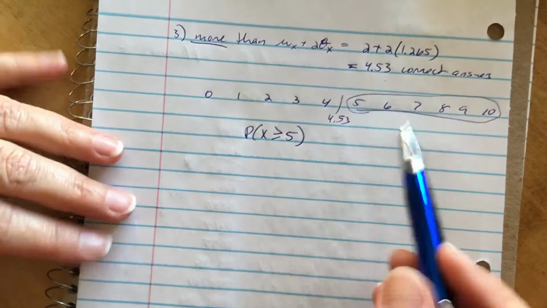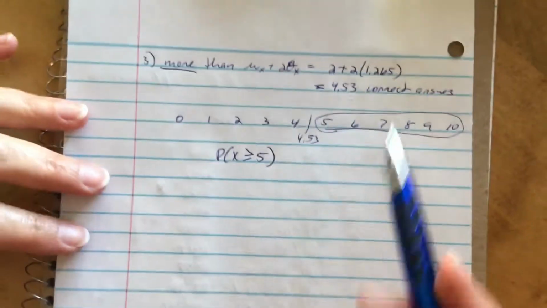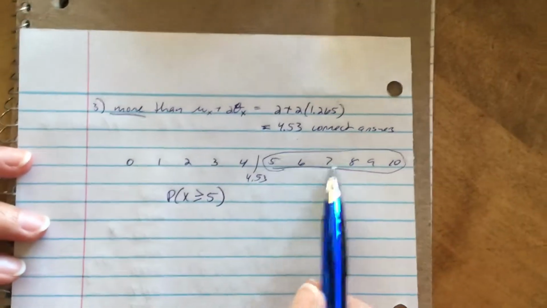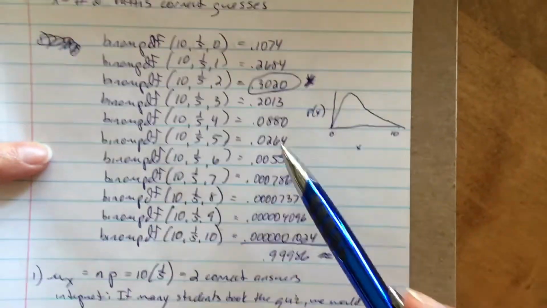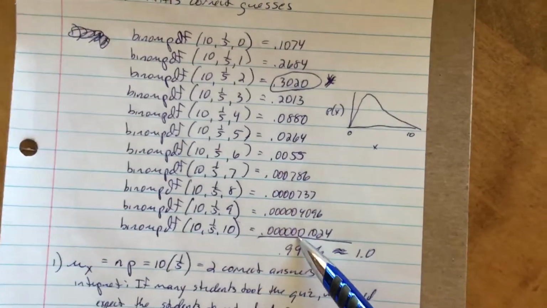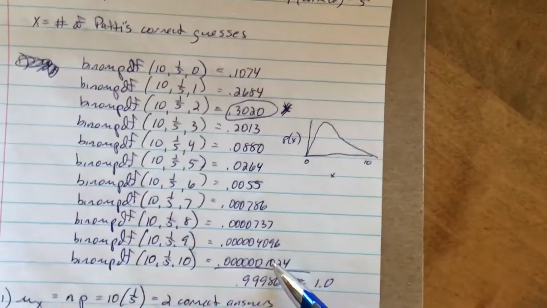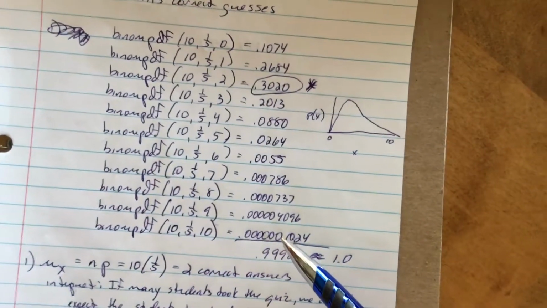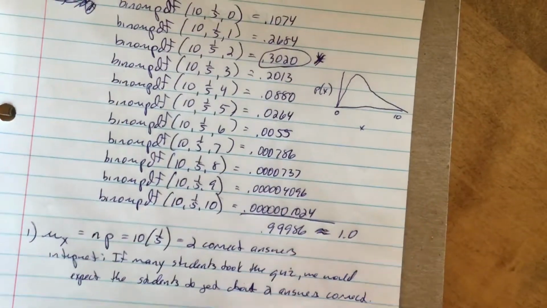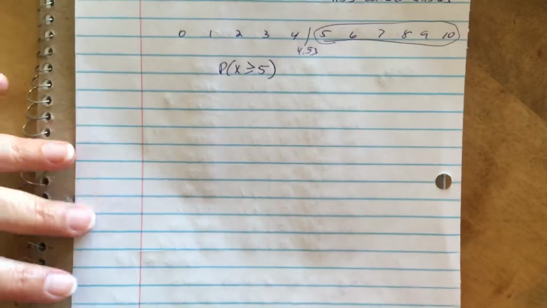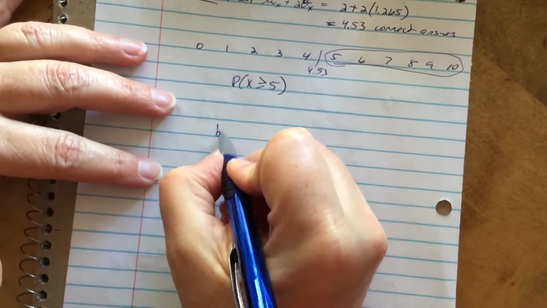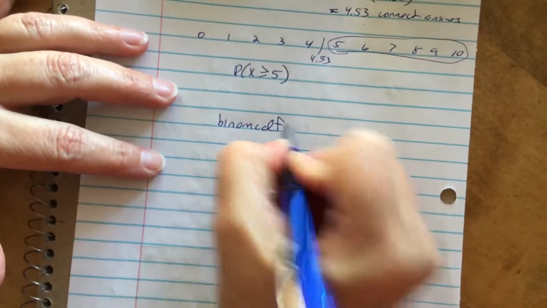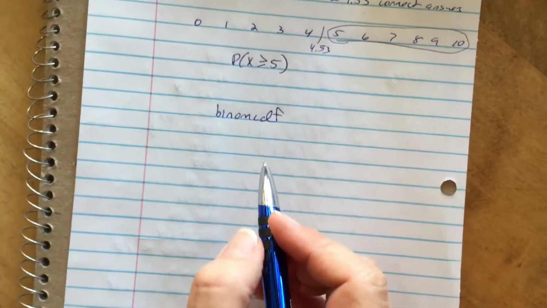And again, I could go back and total up the PDFs for 5, 6, 7, 8, 9, and 10, and I would be done. That work would give me my answer, whatever that is. You can check that when you get the answer. But we're going to use a binomial CDF. A binomial CDF is cumulative, but it has to be to the left.